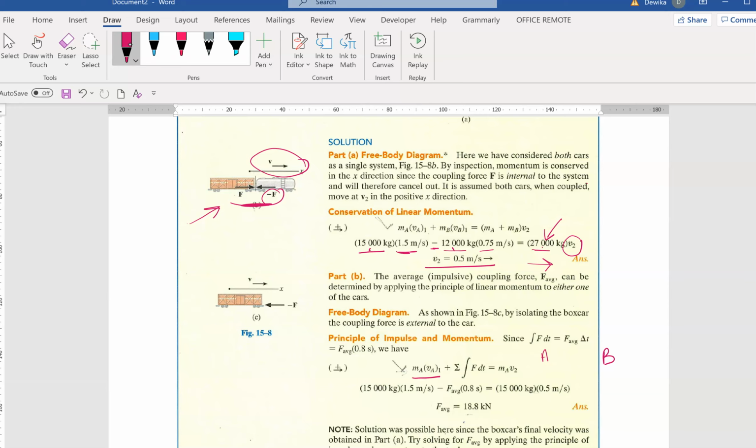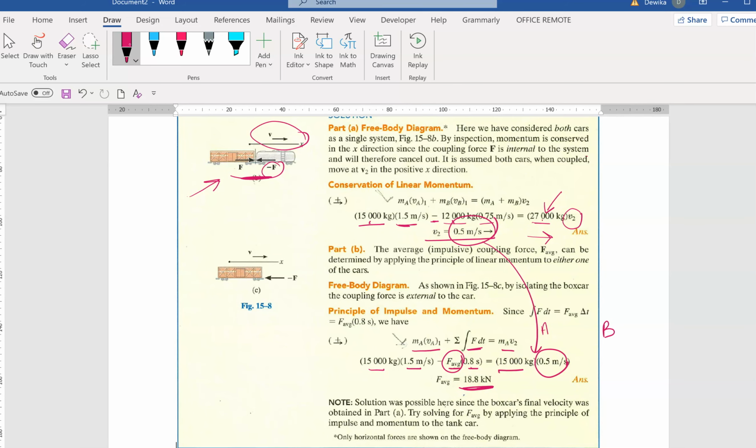Remember the formula with all the forces in between and the movement. We have 15,000 multiplied by 1.5, plus the average force multiplied by 0.8, because this is the one they want you to calculate, equals 15,000 multiplied by 0.5. Where did you get the 0.5 from? The previous calculation. So your average force will be 18.8.